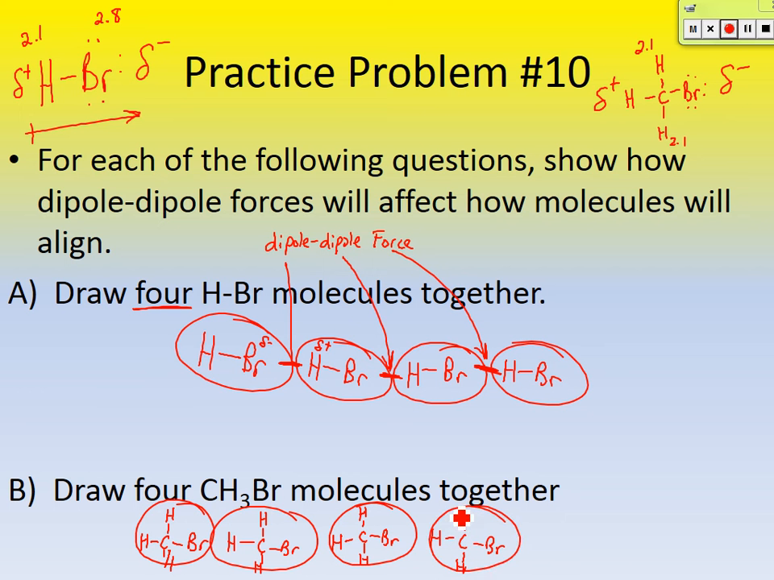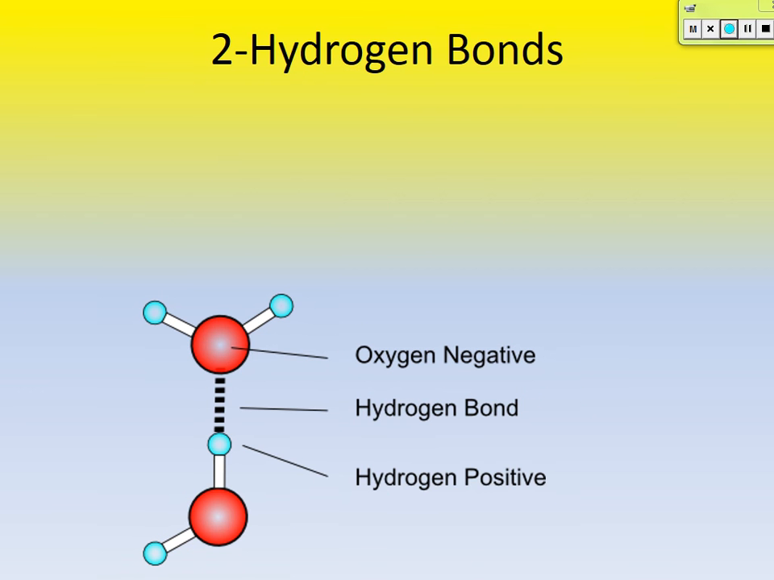Okay, and now my dipole-dipole forces are going to exist between the molecules. So right there. And again, you could have made a branching structure or some kind of a curved structure, but just make sure the bromine was by the hydrogen. All right, so that's dipole-dipole. Now let's go to the second one.